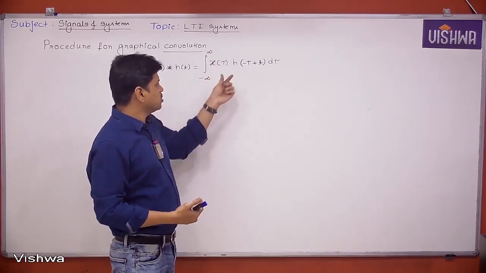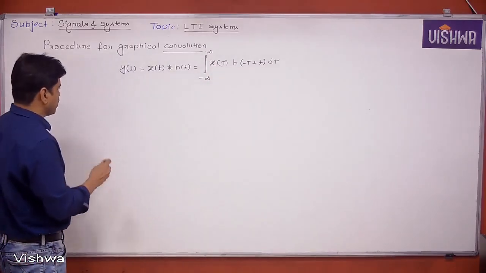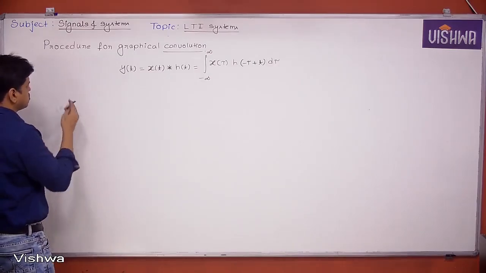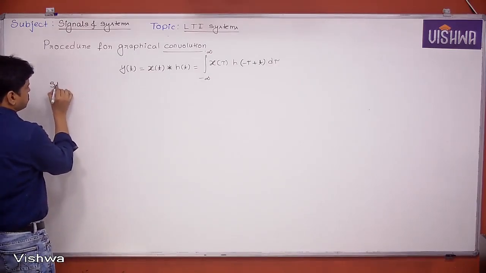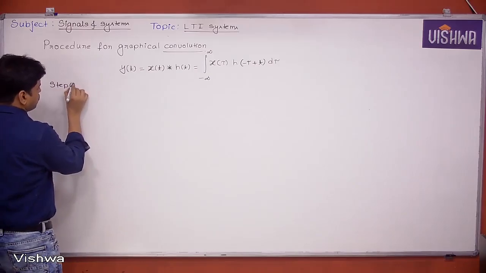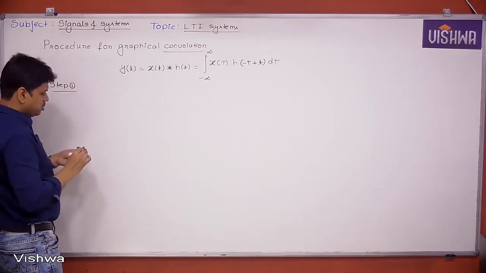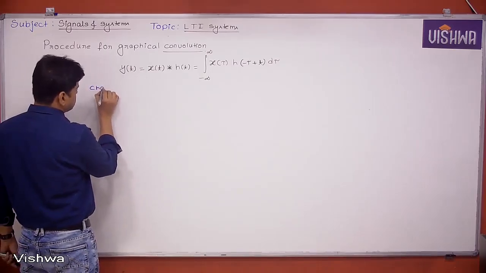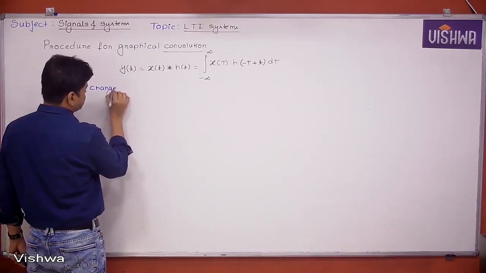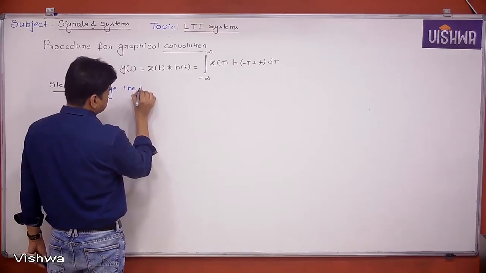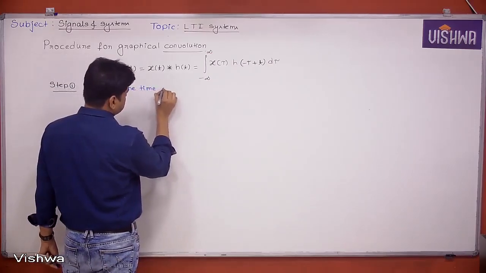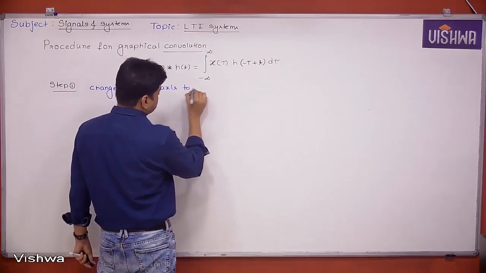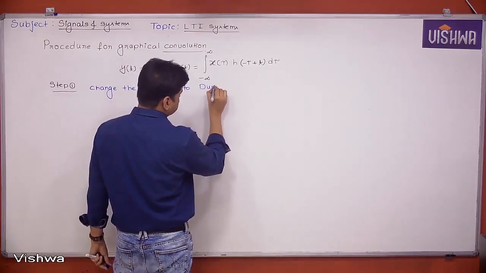Now one by one, let's see the steps. Step 1: change the time axis to the dummy variable axis.